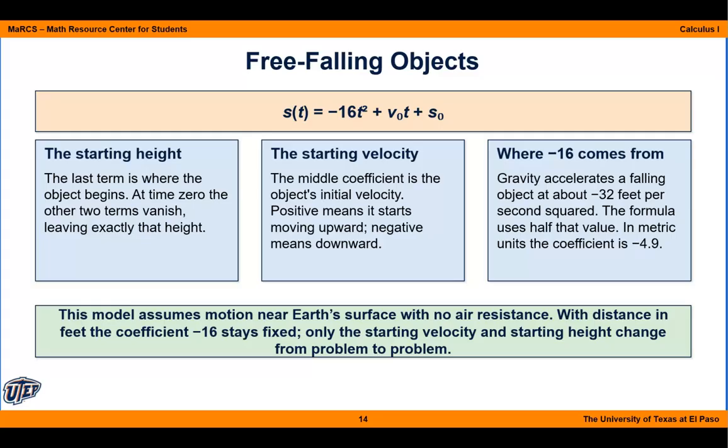The coefficient negative 16 comes from gravity. Near Earth's surface, gravitational acceleration is approximately negative 32 feet per second squared, and the position formula contains 1/2 of that value. In metric units, the corresponding coefficient is approximately negative 4.9. This model assumes that air resistance is ignored. From one problem to another, negative 16 remains fixed, while v0 and s0 describe the object's initial motion and height.